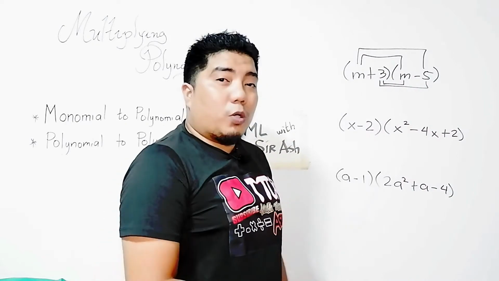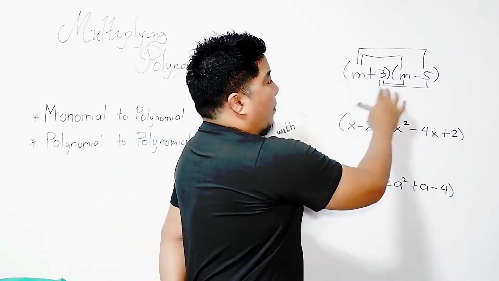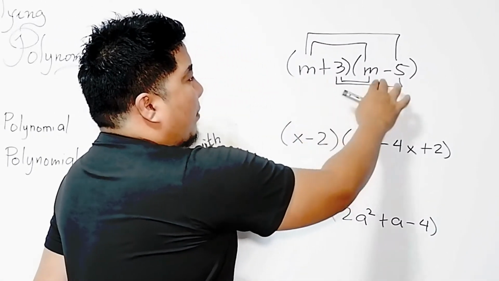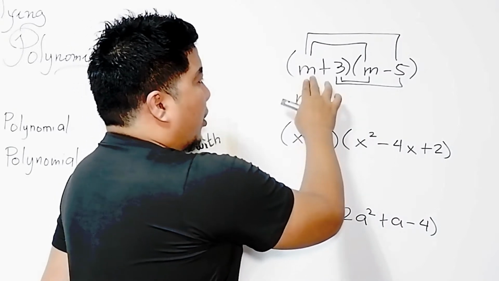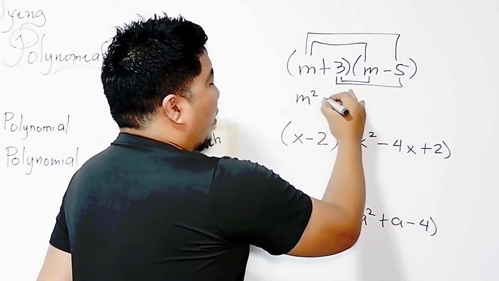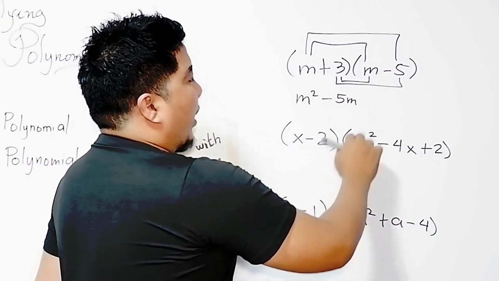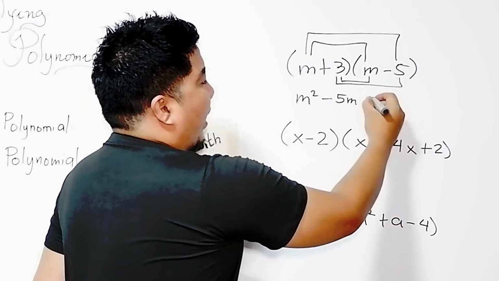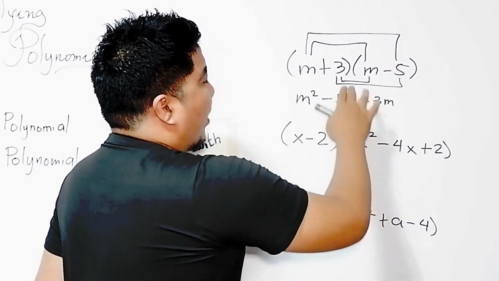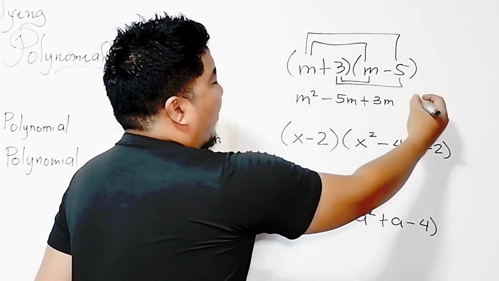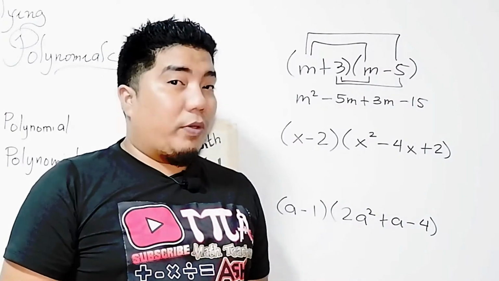Okay. So, since we are applying the horizontal method, what you can do is you just apply the first terms. M times M, that will give you M squared. Then you apply the O, the outer terms. M times negative 5, that will give you negative 5M. Now we go to the inner terms. 3 times M, and that is positive 3M. And finally, we have the last terms, 3 times negative 5, that is negative 15. Question is, are we finished?